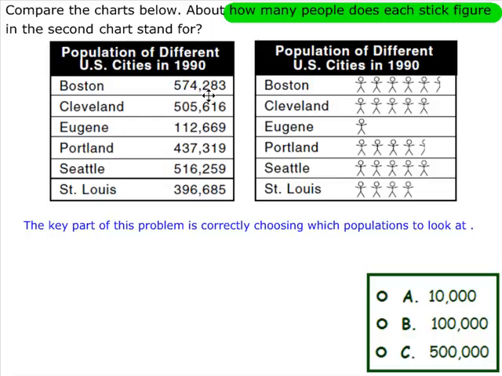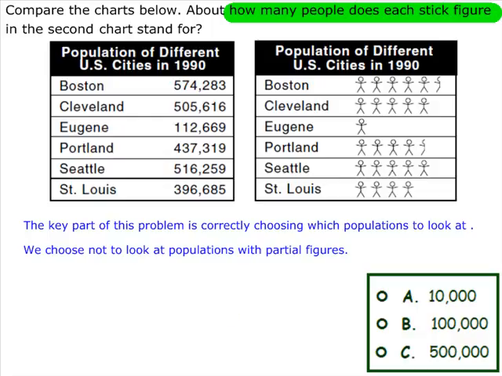So we look, for example, from Boston, the number here to Boston with stick figures. Here we notice there's a partial stick figure here, versus for Cleveland, here there are 5 stick figures. There are no partial stick figures. Similarly for Eugene, there's a whole stick figure. And if we go down to Seattle, there are a whole number of stick figures, and for St. Louis as well. So we're going to choose not to look at populations with partial figures.